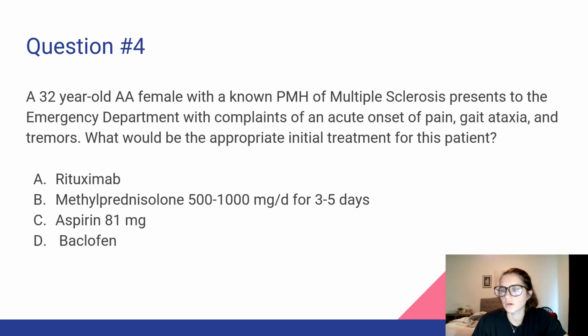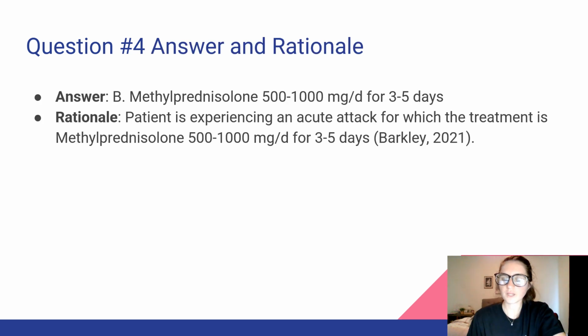Question 4 says a 32-year-old African American female with a known past medical history of multiple sclerosis presents to the emergency department with complaints of an acute onset of pain, gait ataxia, and tremors. What would be the appropriate initial treatment for this patient? The answer is B, methylpred 500 to 1,000 milligrams per day for 3 to 5 days. The patient is experiencing acute symptoms, and they're symptoms of multiple sclerosis, and she has a past medical history of multiple sclerosis, so this would be considered an acute attack, and methylpred is the initial treatment for an acute attack.